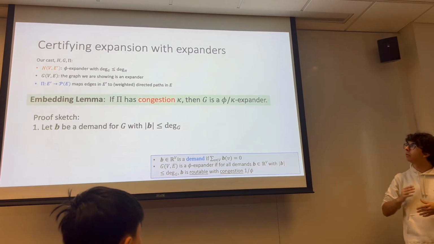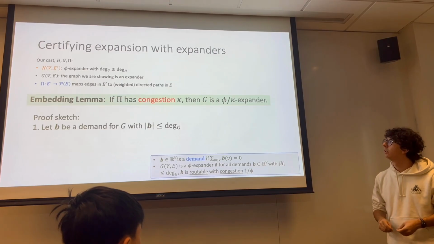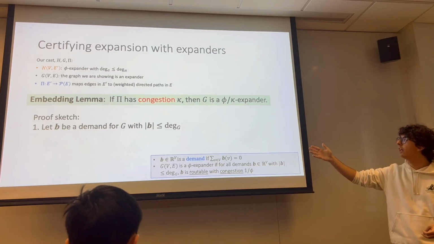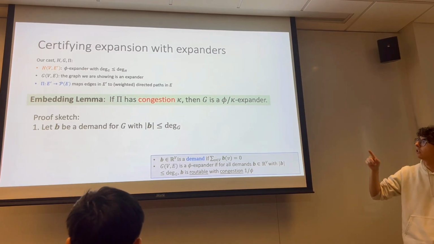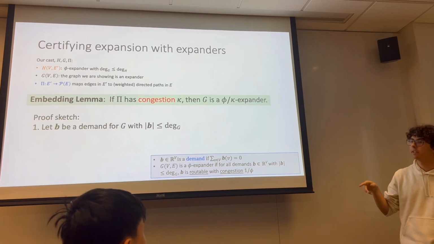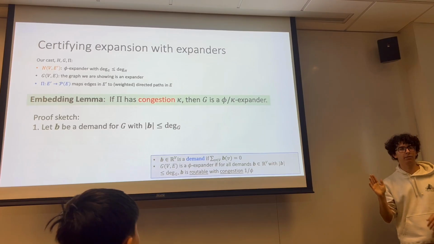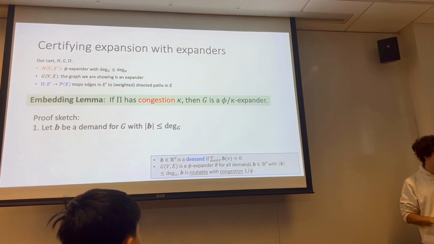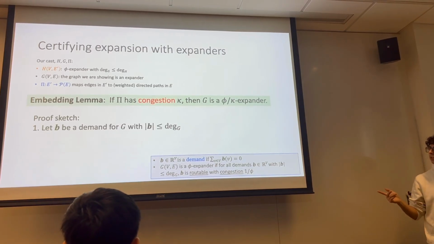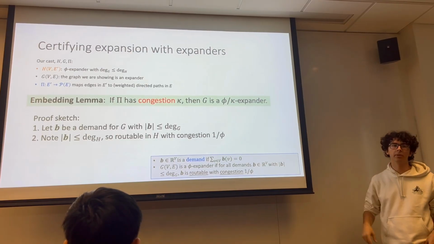The first step we can do is, okay, we don't know how to route it in G yet, but note this is also a demand on H, right? Because they have the same set of vertices, and the degree of G is at most the degree of H everywhere. And H is an expander, so you can actually route it in H with congestion 1 over phi.